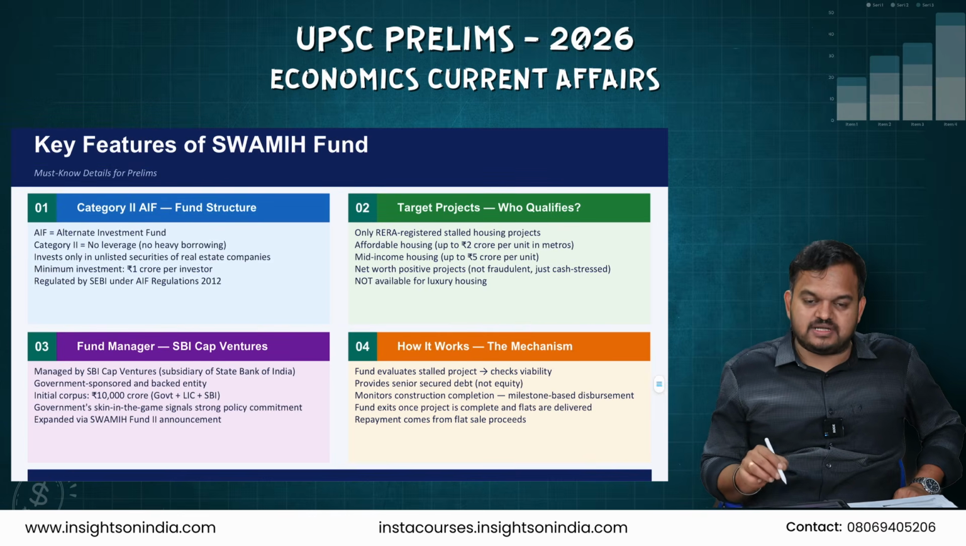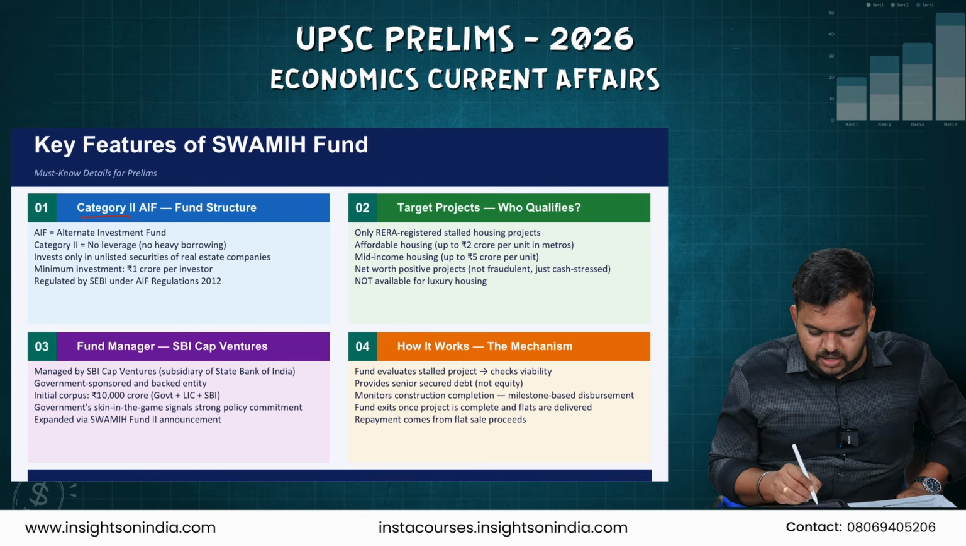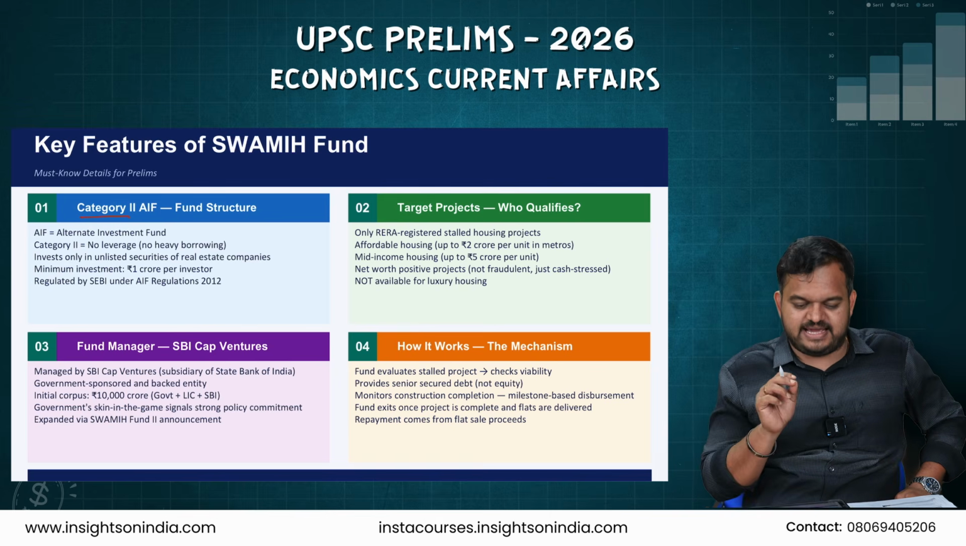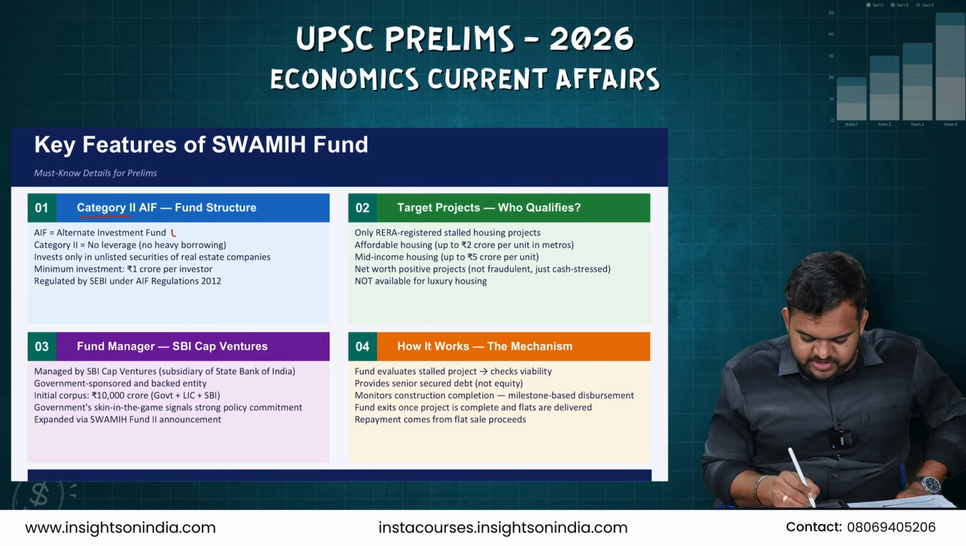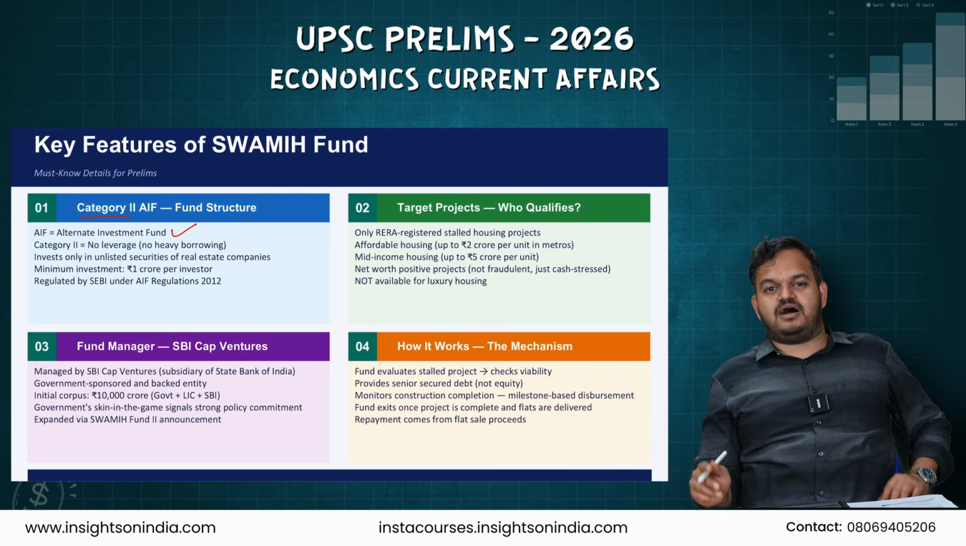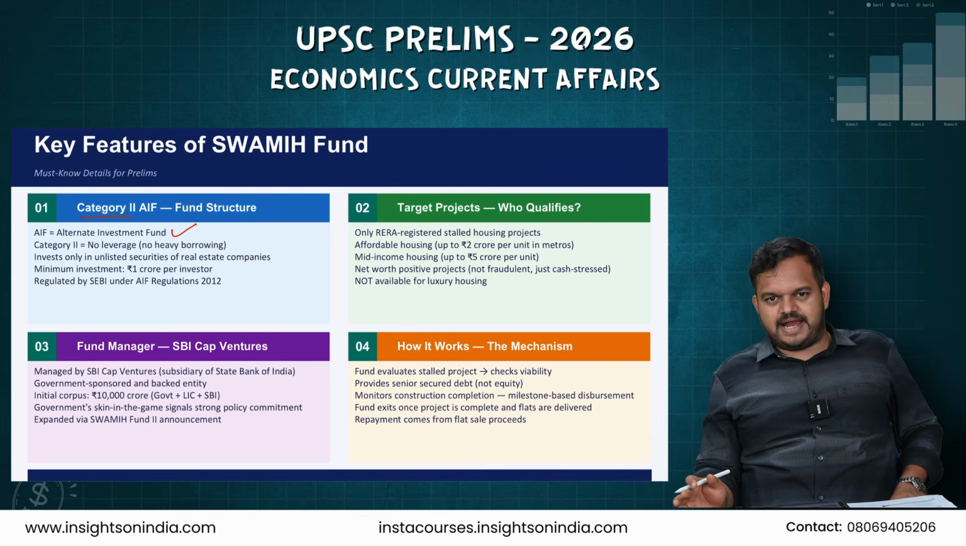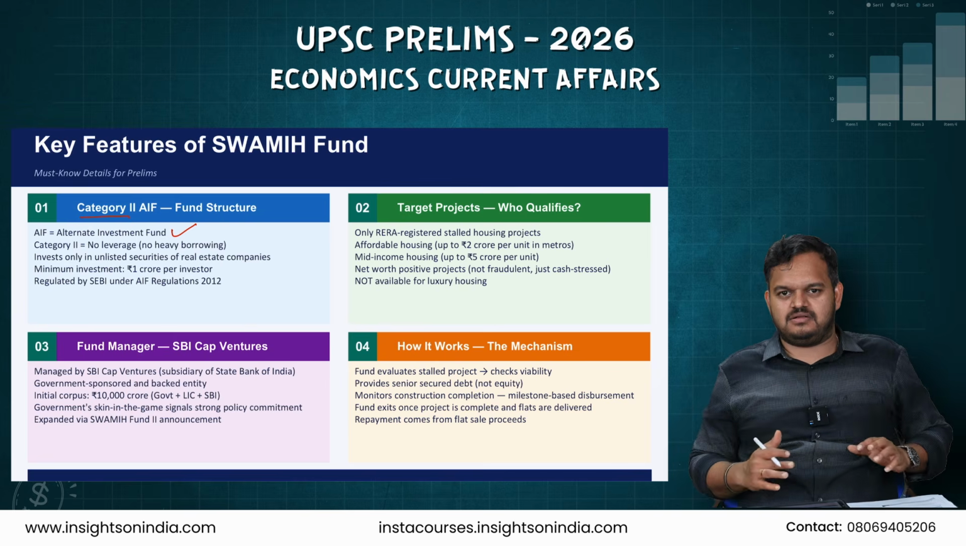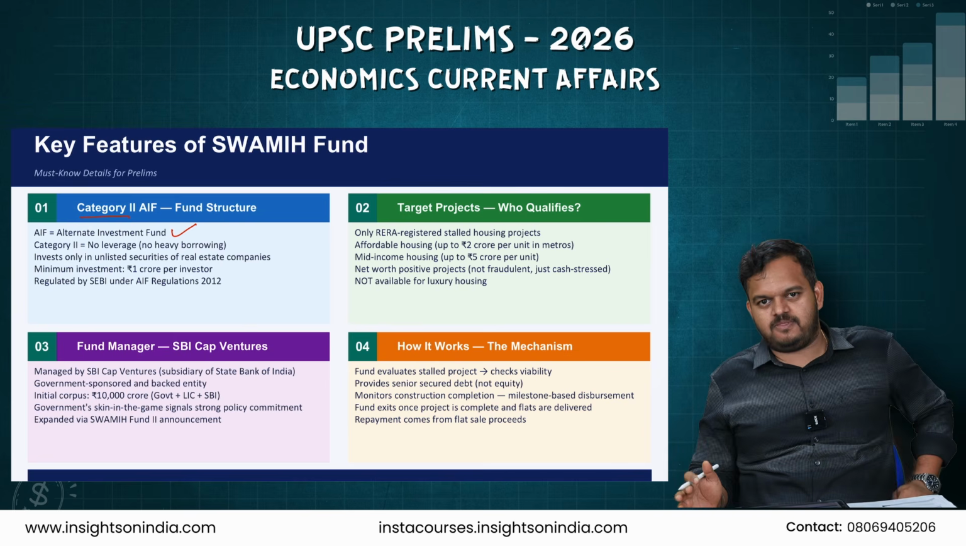So now, how does it work? It is a category 2 alternative investment fund. What is an AIF? Alternative investment fund. It is an investment fund other than a mutual fund. It is a pooled fund other than mutual funds.